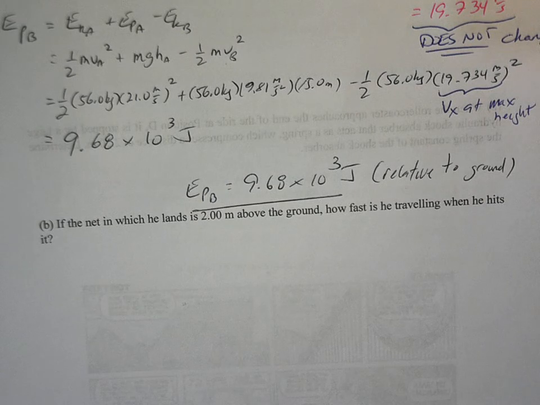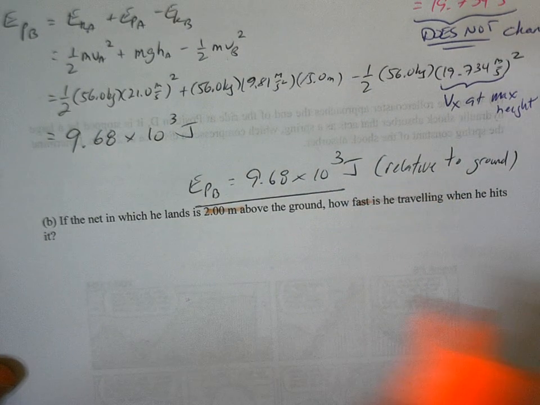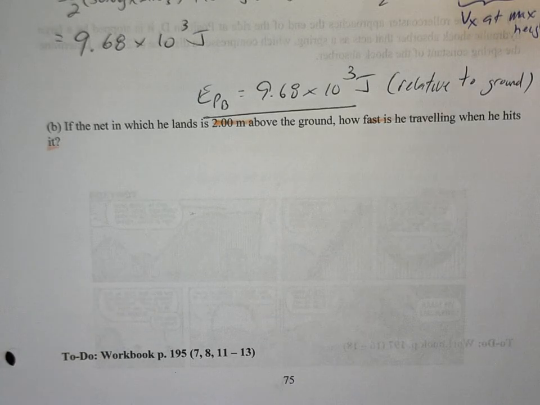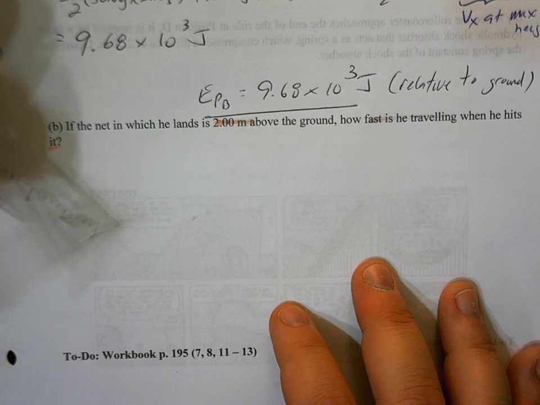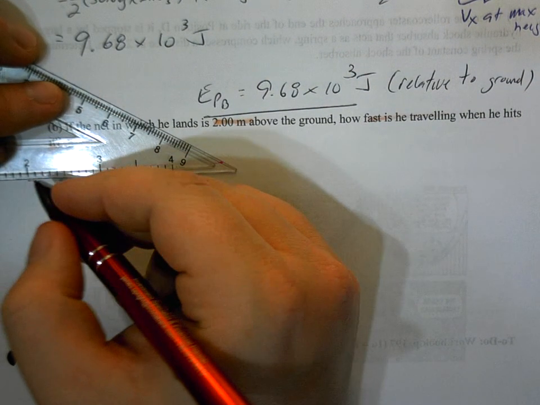So the next part, so the net that this person's going to land in, it's 2 meters above the ground. We want to find out how fast he's traveling when he hits it. So this is where we're going to start to show you how we can simplify the problem a little bit. So let's look at this. So again, I'm going to draw my little sketch here.